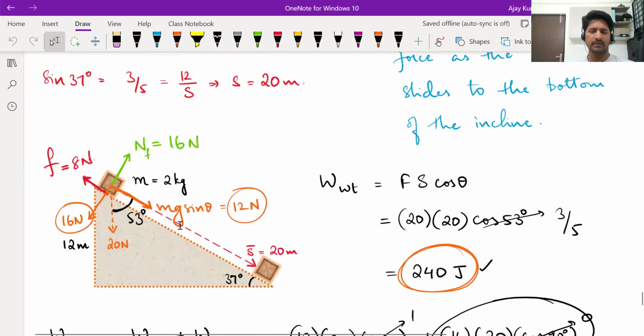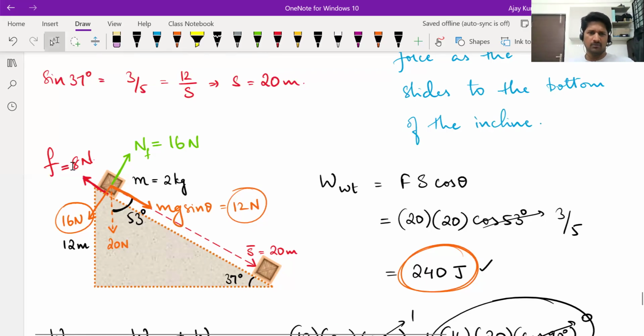Can one of you quickly tell me why work done by normal force in this case is 0? As the block slides down the incline, why is it 0? Angle between displacement and normal is 90 degrees. Angle between the normal force and displacement is 90 degrees. Their dot product becomes 0. That's why the work done by normal force is 0.